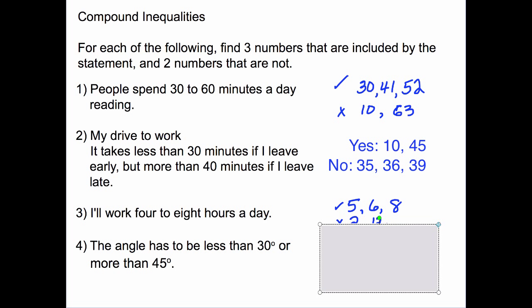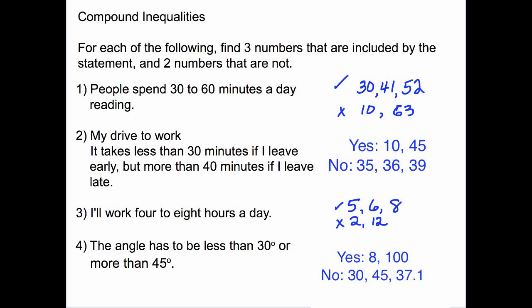Let's take a look at the next one. For working 4 to 8 hours a day, 5, 6, and 8 hours are all possibilities. 2 and 12 are not. And then finally, the angle has to be less than 30 degrees or more than 45. And 8 degrees and 100 degrees are all possibilities. And 30, 45, and 37.1 degrees are not possibilities.